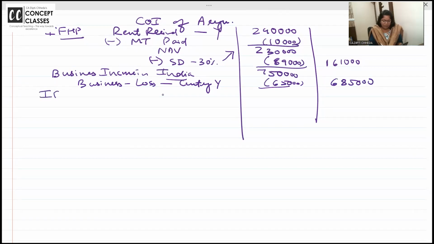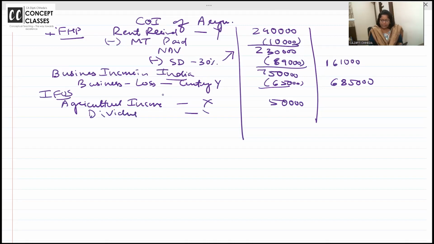Third, income from other sources. Agricultural income in the country X, 50,000. Dividend in the country Y, 1,50,000. Or royalty in the country Y. That too, royalty is received how much?